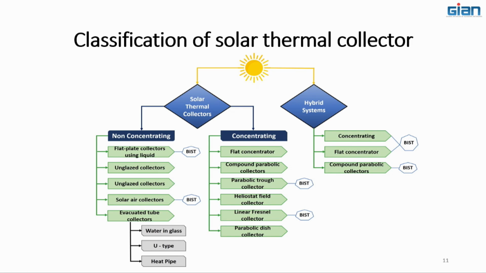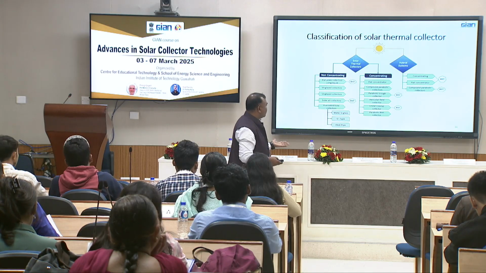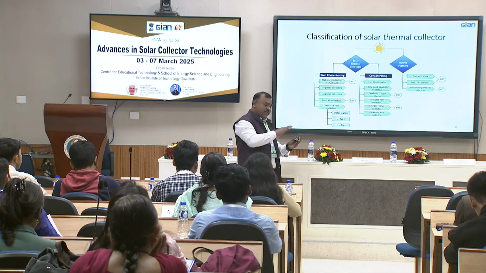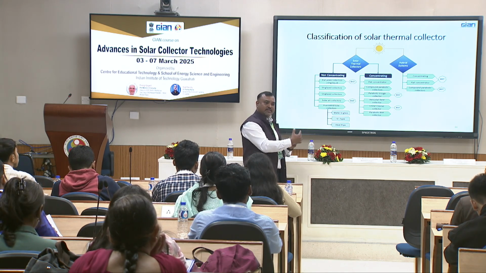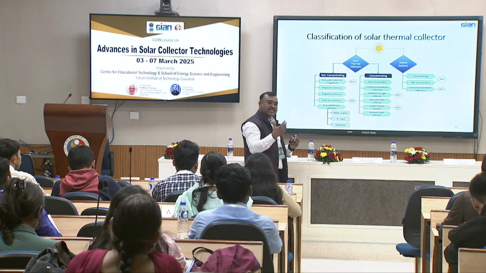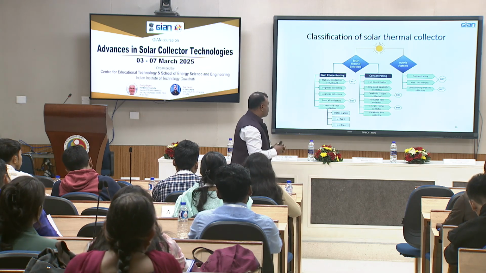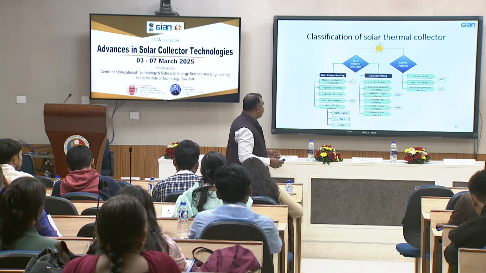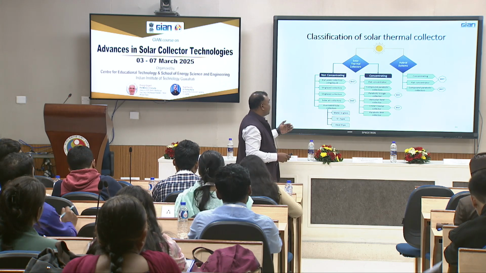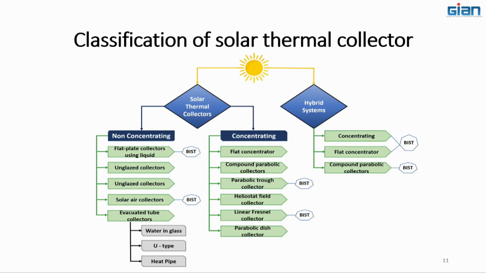Okay. And under concentrating, it may be a flat concentrator, and we can have a flat plate, but we can give some kind of additional mirrors to reflect the radiation to that collector, so that we can increase the concentration ratio of the system, so that we can make it workable at a higher temperature than a normal flat plate collector. Then compound parabolic collector, then parabolic trough collectors, we have linear Fresnel, then heliostat, then parabolic dish collectors. Okay. So these are building integrated solar thermal systems, what is called BIST.